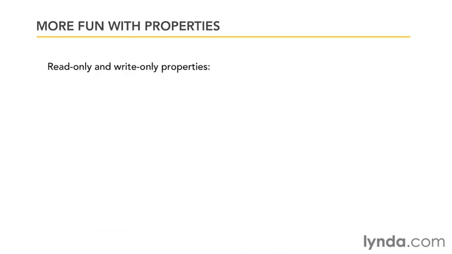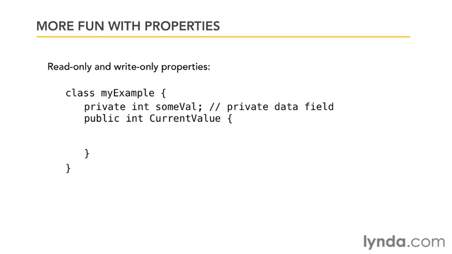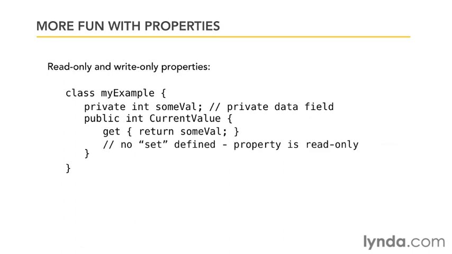You can also have read-only properties, and you can have write-only properties. Read-only properties and write-only properties are properties that can only be read and can only be written. So let's take a look at an example. Using the same example we've been using up until now, I have my example class with my private variable, and inside my public int CurrentValue, I have get and return SomeVal. Now, if I don't define a set, then the property is read-only because there's no way to set it. All I can do is get the property. Alternatively, I can define just a set. If I don't define a get, then the property is write-only.